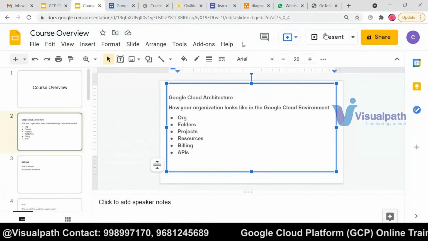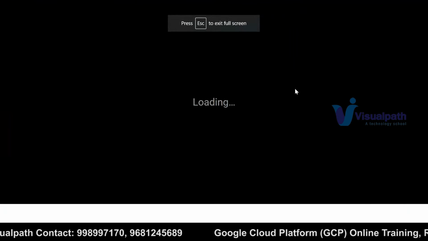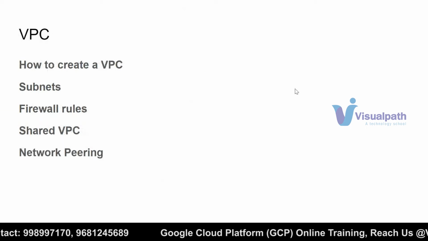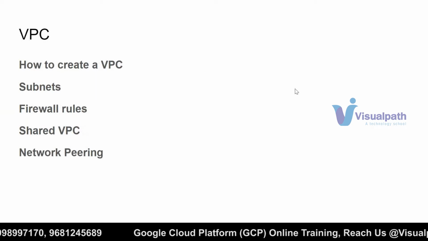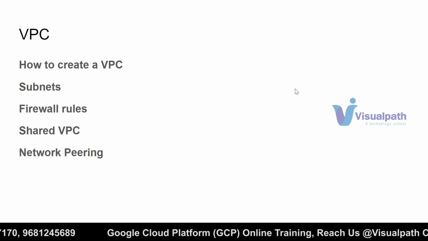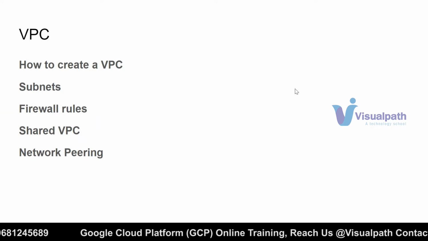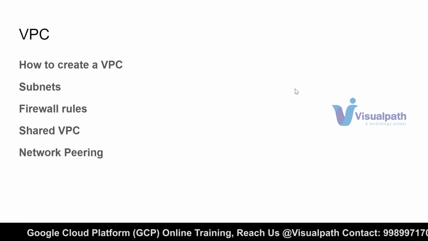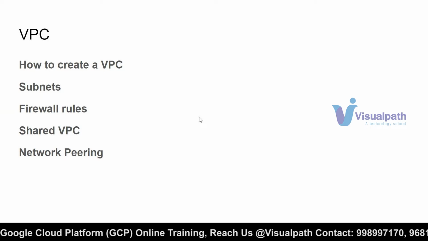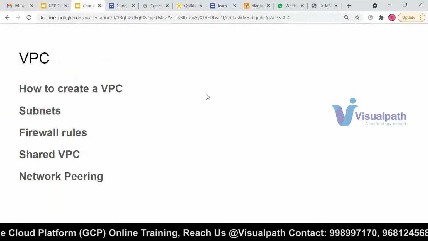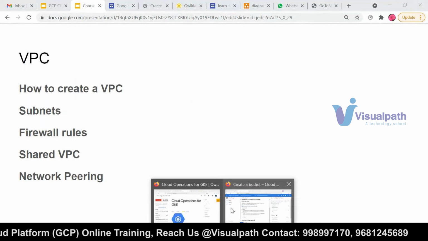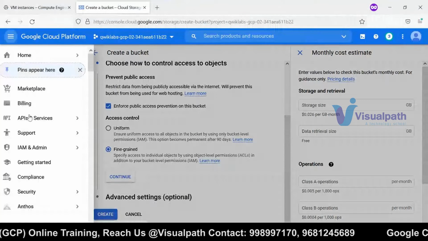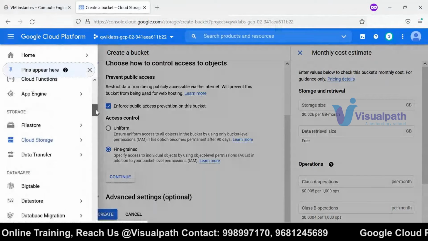Next topic is, after Cloud Storage, VPC. In VPC we will see how to create a VPC, what the subnets and firewall rules are, then what a shared VPC is, and network peering and all. We will see whether I can access VPC in this environment. VPC will be under the networking part, so on that side you can see.